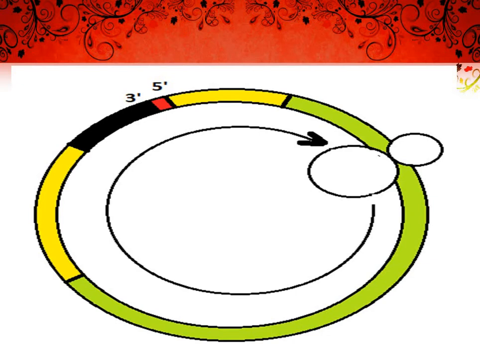Now, this is the figure showing the circular mRNA where the same ribosome is repeatedly cycled to produce the same type of proteins continuously, thereby increasing the efficiency of translation.